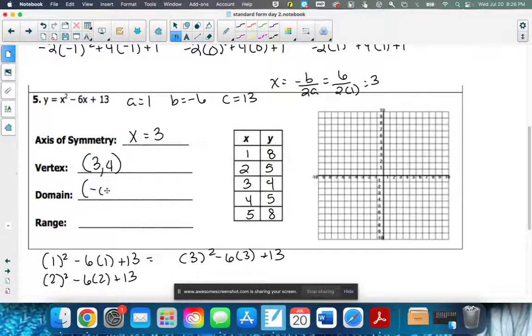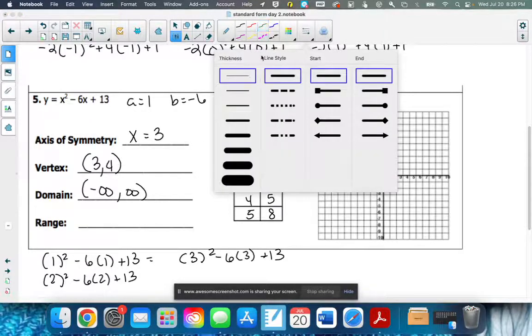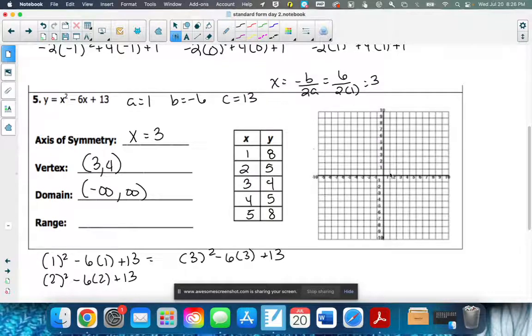I'm going to go ahead and fill in the domain just because I know it has not changed. All right, let's go ahead and graph it so we can see if it's pointed up or down this time so we can figure out our range. So 1, 8, 2, 5, 3, 4, 4, 5, and 5, 8. Where's that point? There we go, 5, 8. And again, a nice curve through our points, not pointed if we can help it.